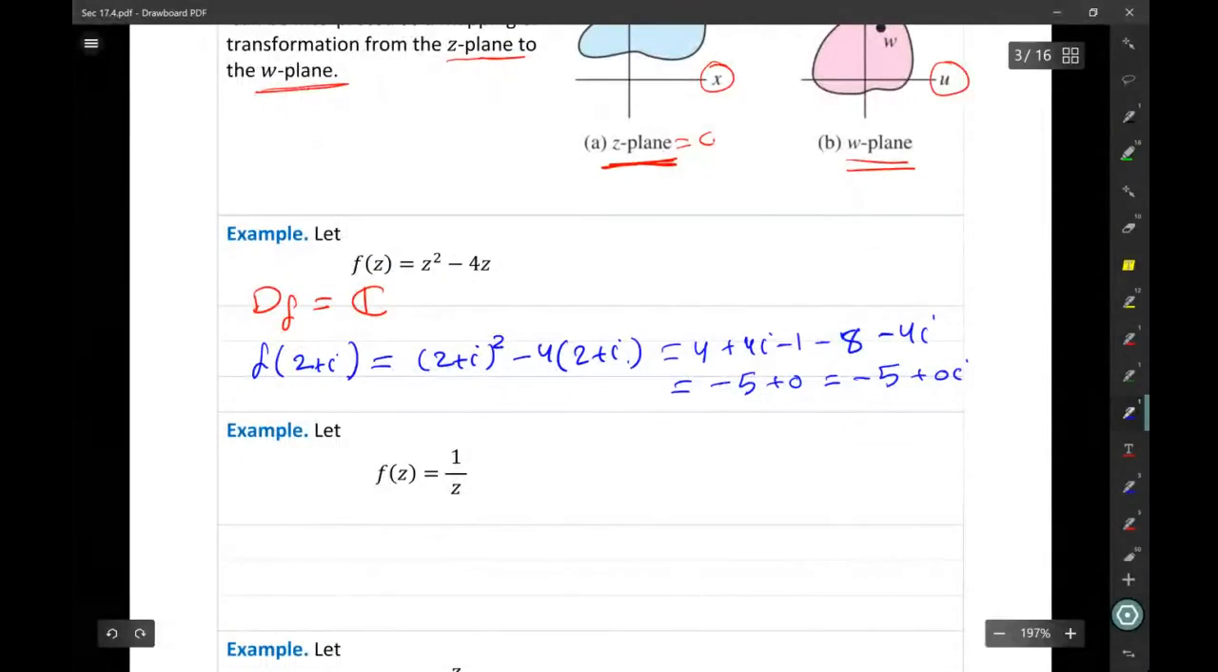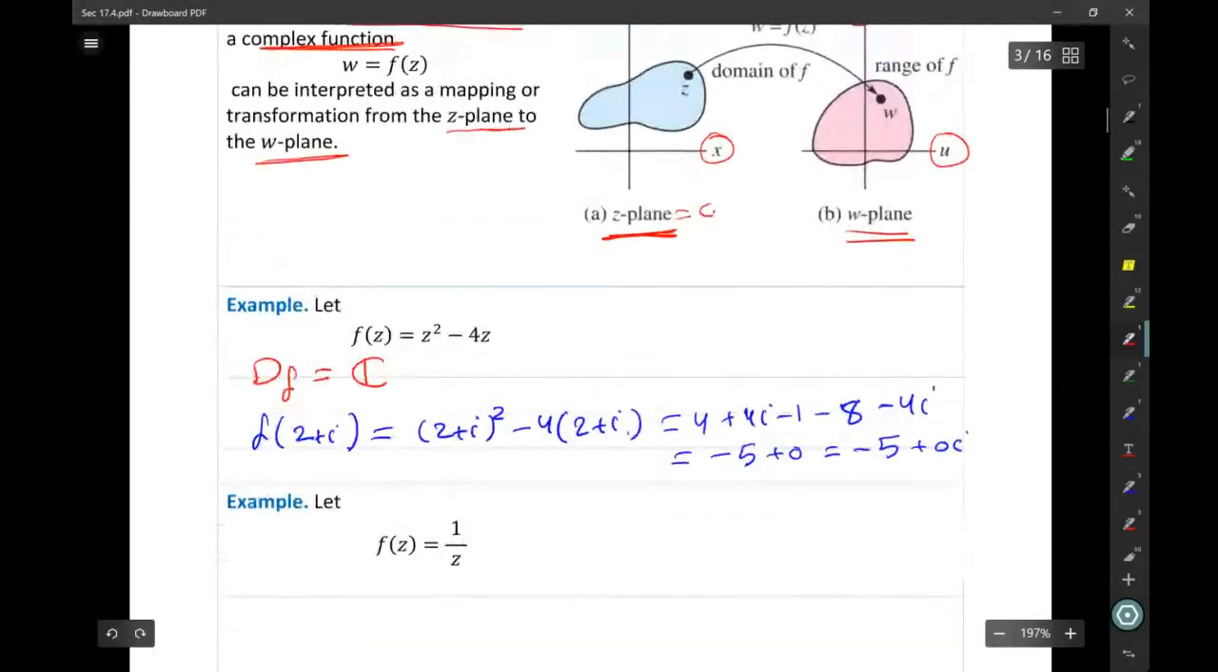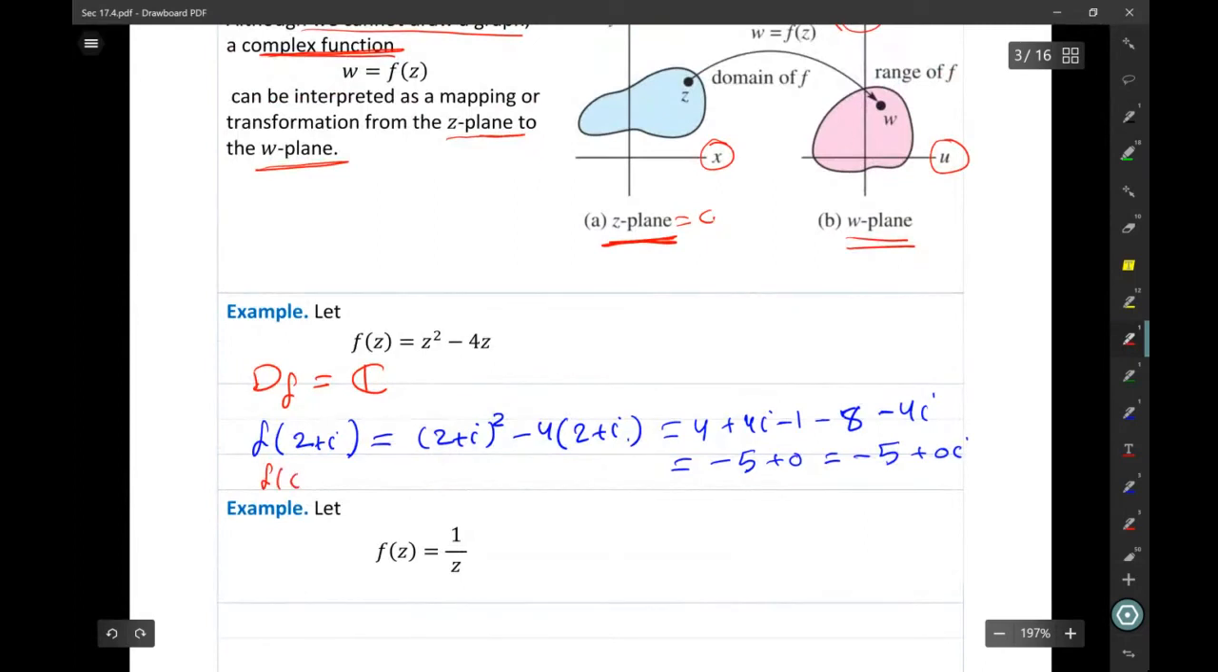Okay, let's see the next one, or take another example for this one. If I say f of i, it means i squared minus 2i, which is equal to minus 1 minus 2i, for example.